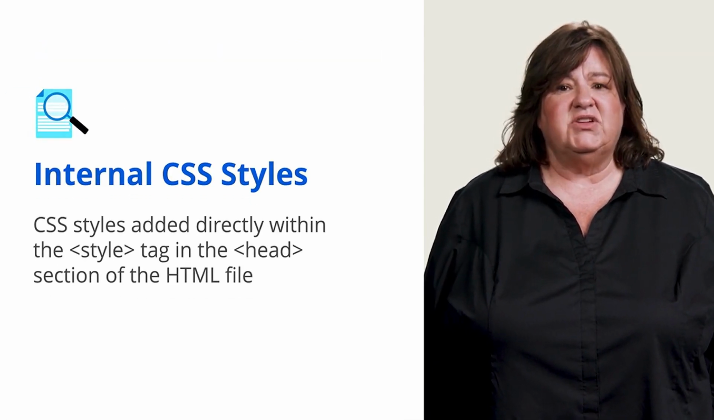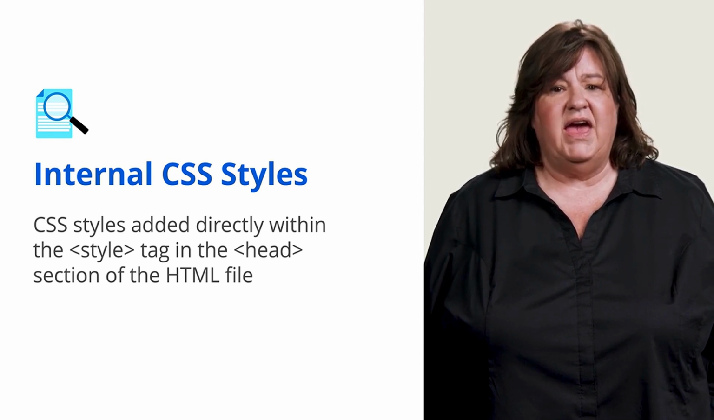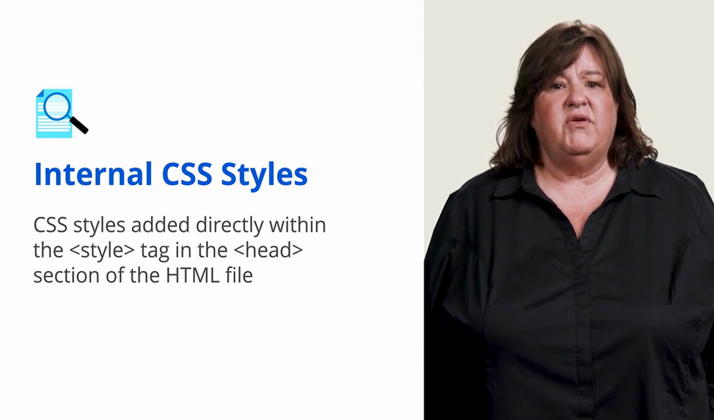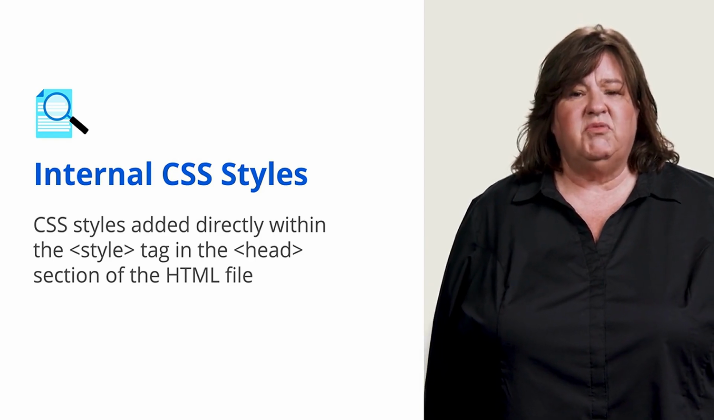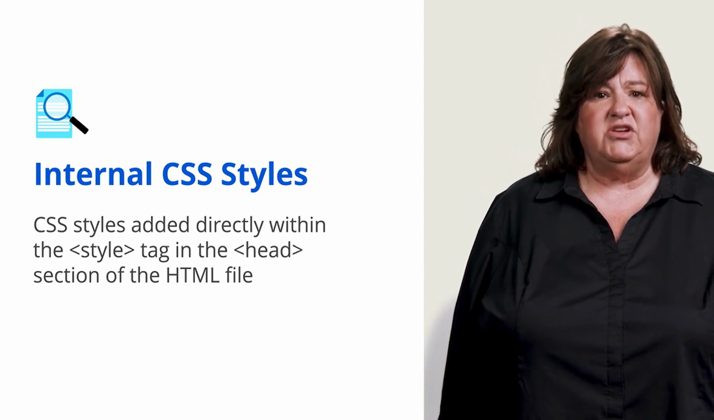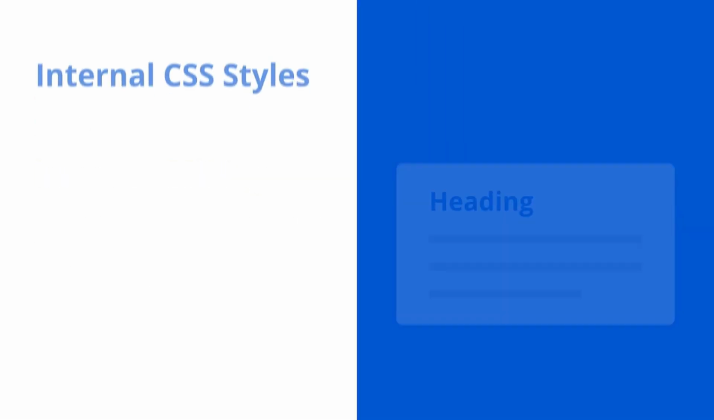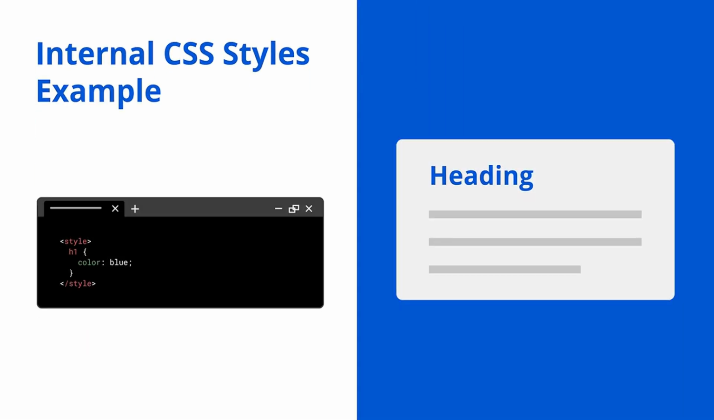These CSS styles are added directly within the style tag in the head section of your HTML file. This method is useful when you want to apply specific styles to a single page. Internal CSS is useful for single-page websites or for overriding external styles.